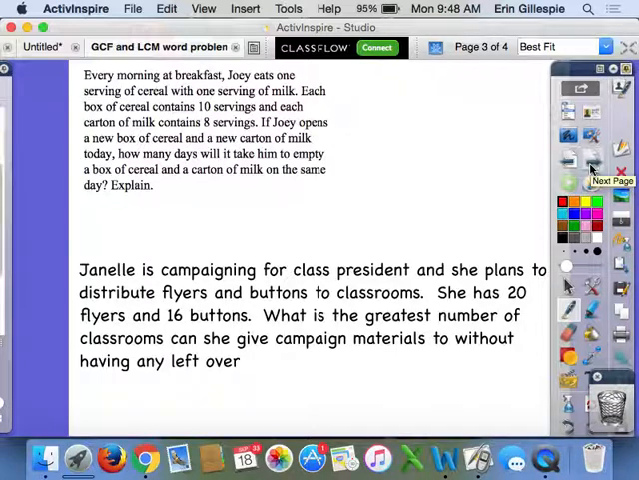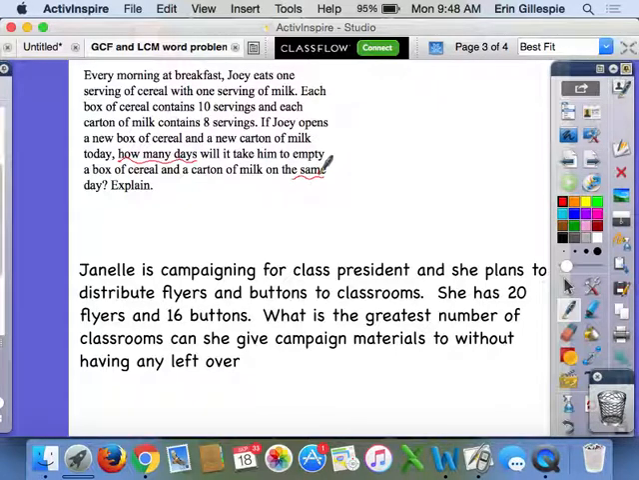Take a look at the back. It says, every morning at breakfast, Joey eats 1 serving of cereal with 1 serving of milk. Each box of cereal contains 10 servings and each carton of milk contains 8 servings. Joey opens a new box of cereal and a new carton of milk today. In how many days will it take him to empty a box of cereal and a carton of milk on the same day?